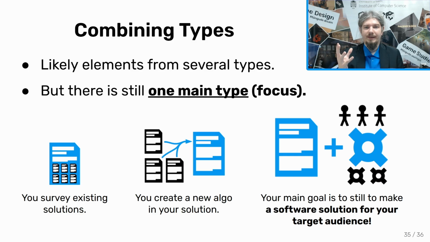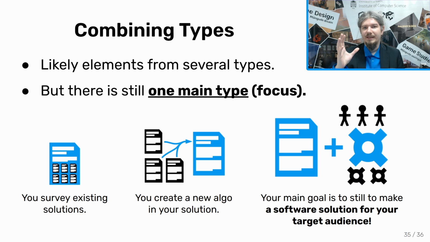Now you can also combine different types, and you will likely use elements from different types regardless of your main type. For example, if you're doing an author software solution type, you will probably start with a small survey of existing solutions. And maybe your new product to be valuable needs you to create a new algorithm. So you focus on existing algorithms and you try to create a new algorithm to make your product stand out in the market. But regardless of those things, you are still making a software solution for a target audience. So there is still one main type, one focus, and you should complete all the steps of that one main type.